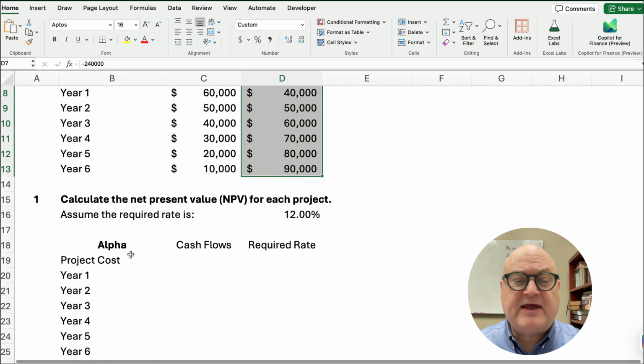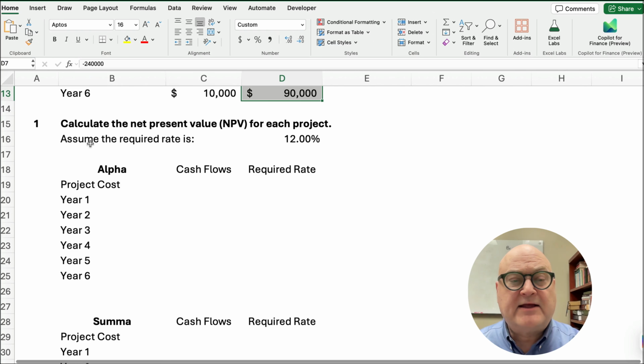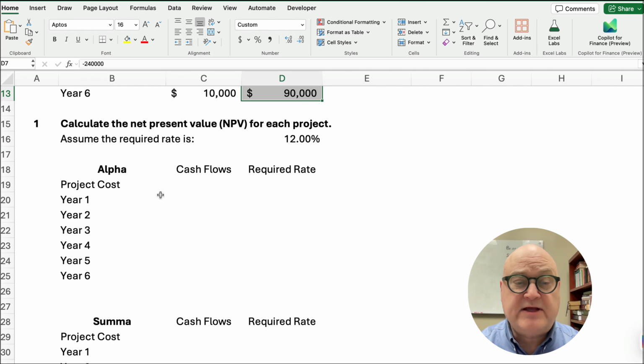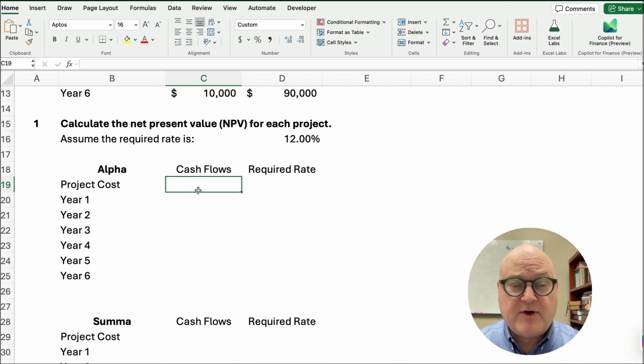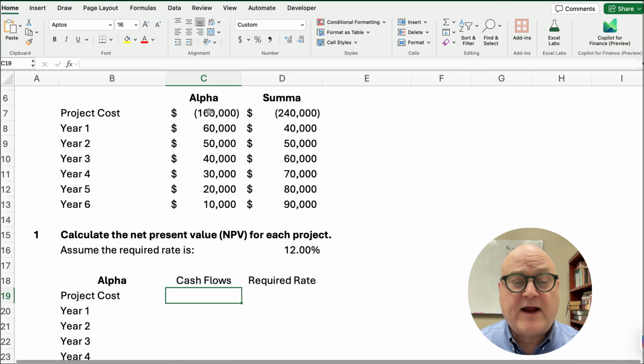So what we need to do is calculate first. We're going to calculate net present value for each project. And then we'll do the internal rate of return. So let's assume the required rate is 12%. So I'm going to grab the cash flows here for Alpha.